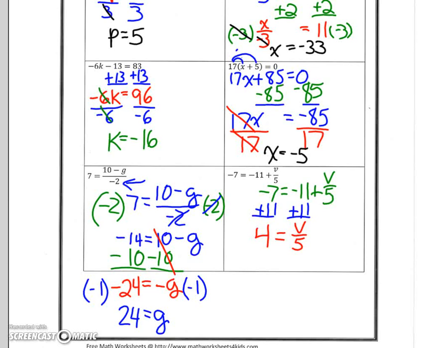Now, we're going to multiply by 5 to get rid of the 5 in the denominator of that fraction. V equals 20. And so that is 6 good examples of the different kinds of things you need to do when we are solving equations, and we're going to be practicing this over and over and over so that we really get it down.